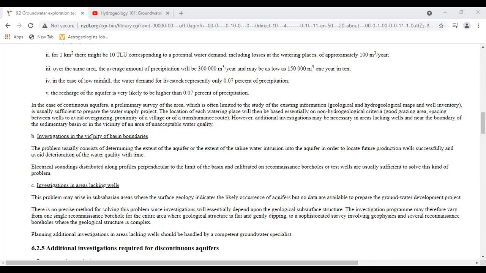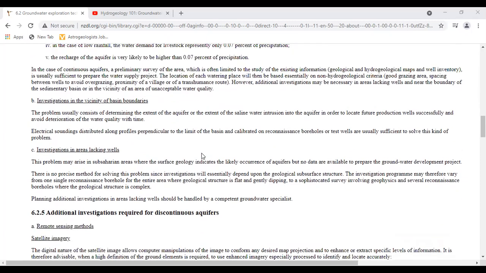However, additional investigations may be necessary in areas lacking wells, near the boundary of the sedimentary basin, or in the vicinity of an area of unacceptable water quality. Next, investigations in the vicinity of the basin boundaries. The problem usually consists of determining the extent of the aquifer or the extent of the saline water intrusion in the aquifer in order to locate future production wells successfully and avoid deterioration of the water quality with time.